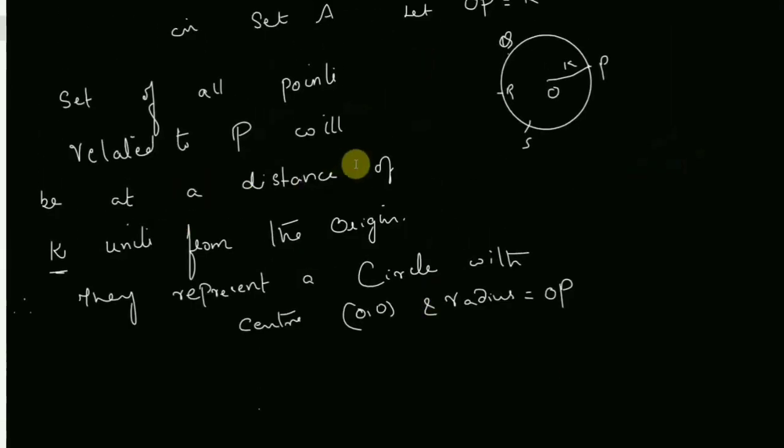So the set of all the points related to P will be at a distance of K units from the origin, and they all represent a circle with the center O and radius OP.